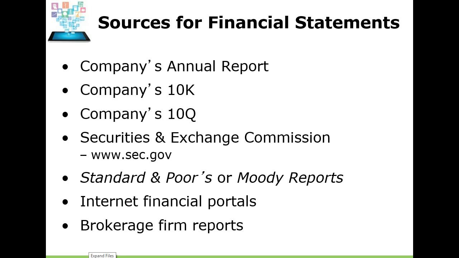Now, other sources of financial statements. The company's annual report will have all the financial statements we talked about, plus more. The company will also file 10Ks and 10Qs, which are more timely than the annual report. The Securities and Exchange Commission has a website where you can go and find the company's filings, and also S&P, Standard & Poor's, has reports on companies.